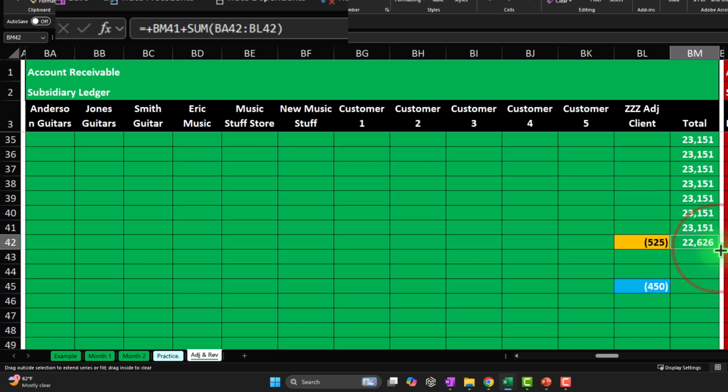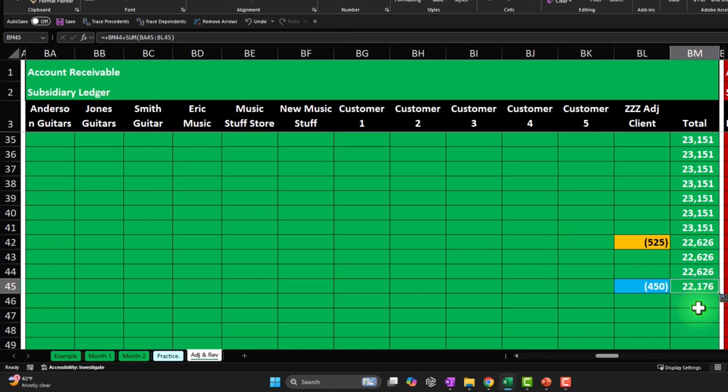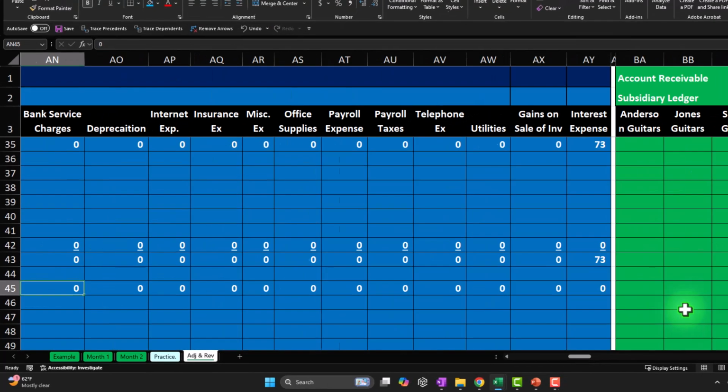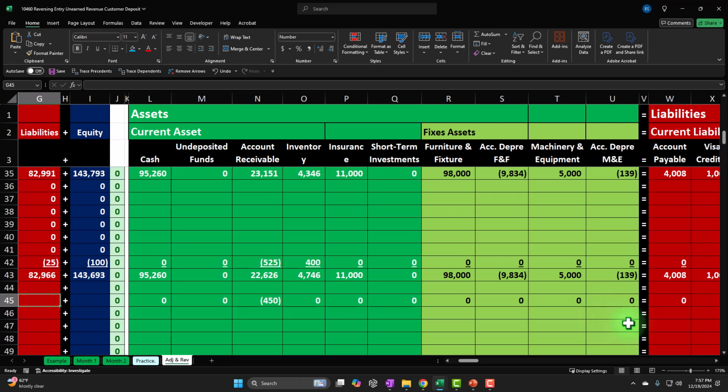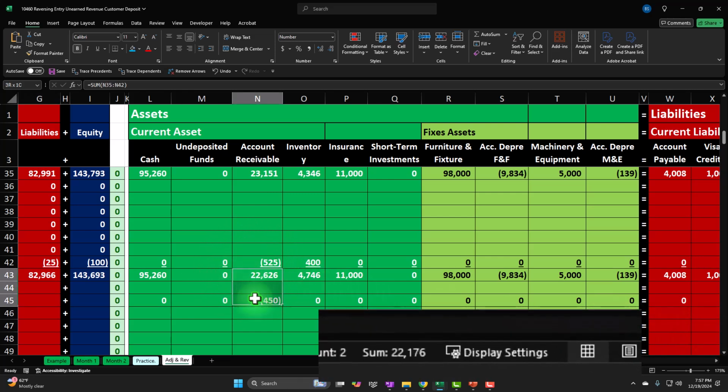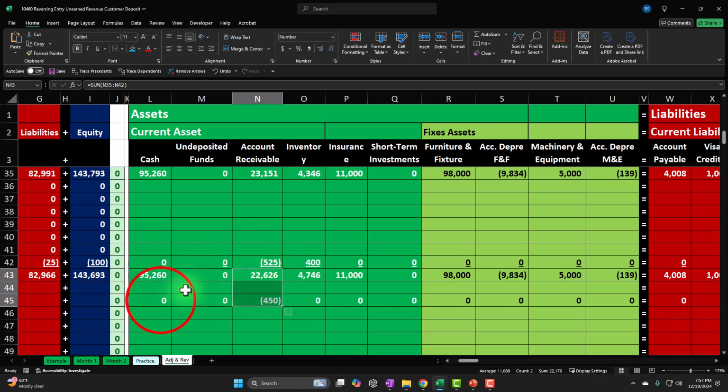It's kind of a clearing account for the customer. All right, I'm going to copy that down. So our balance is now at the 22,176. That should tie out to what's in the AR after we adjust this. This minus this is the 22,176.